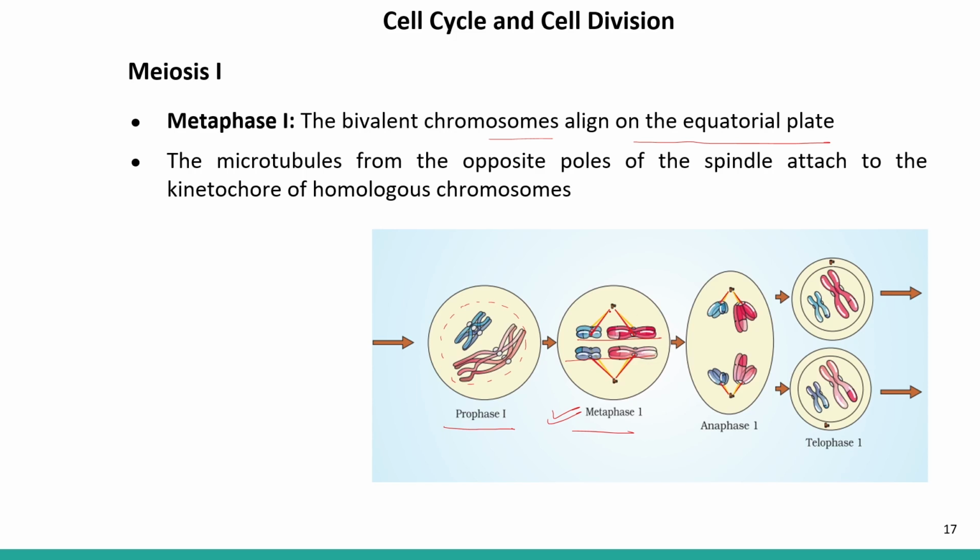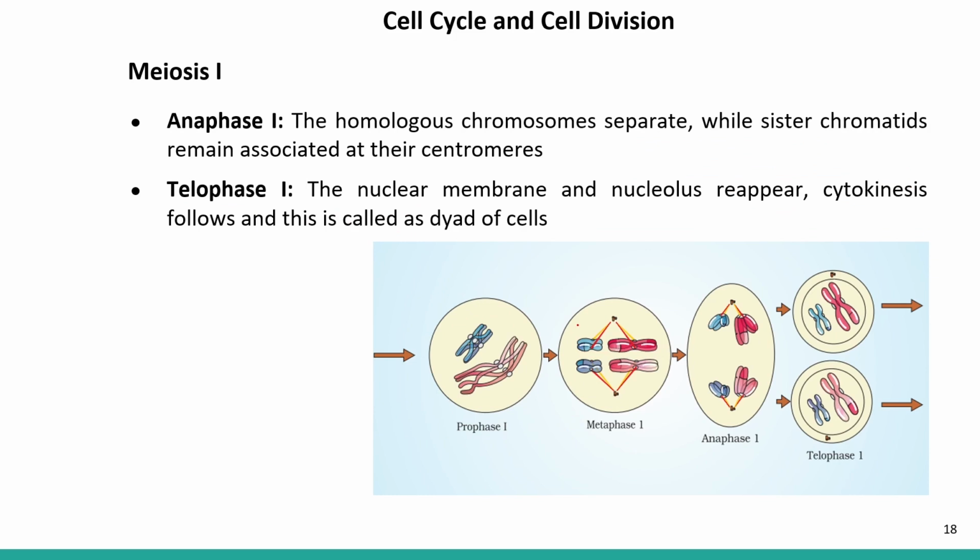And the microtubules, here we can see the microtubules from opposite poles of the spindle attached to the kinetochores of the homologous chromosomes. So here we can see the kinetochores, at which the spindles are attached, right? So the homologous chromosomes separate, while the sister chromatids remain associated at the centromeres. So what happened? These sister chromatids are still attached at the centromeres, right? And they are moving towards the opposite poles.